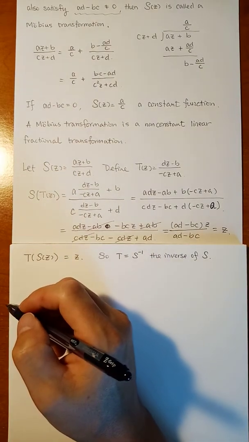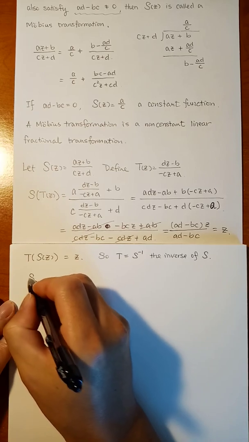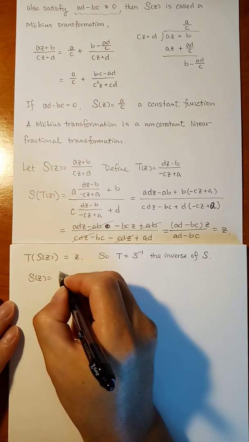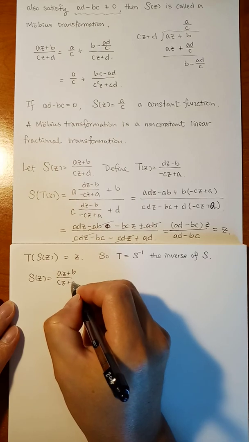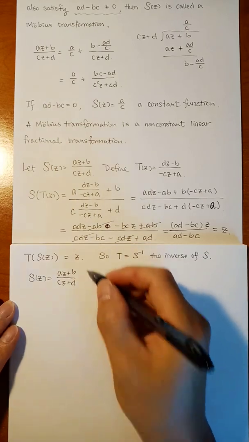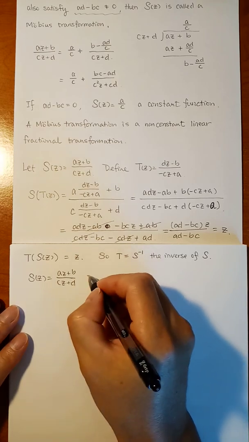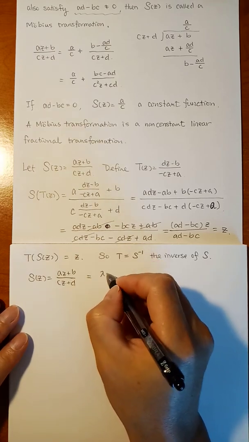And the other thing: for the Mobius transformation (az plus b) over (cz plus d), you can multiply top and bottom by whatever non-zero number.